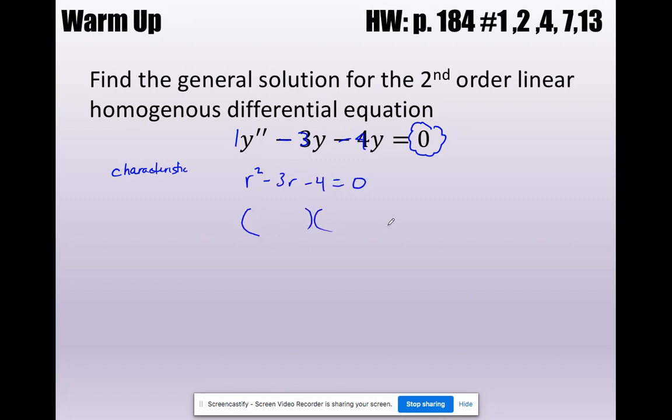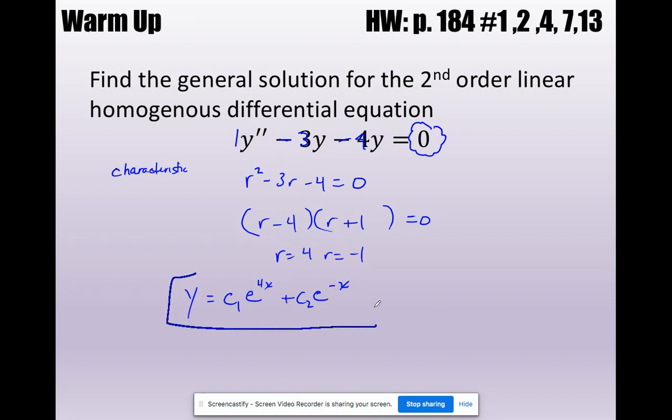This gives us two real solutions, meaning that when we get the solution y, it is going to be some arbitrary constant e to the 4x, plus a second arbitrary constant, remember, because we have a second-order differential equation, times e to the negative x, and that is the general solution. If somebody gave me initial conditions, I could solve for the arbitrary constants.